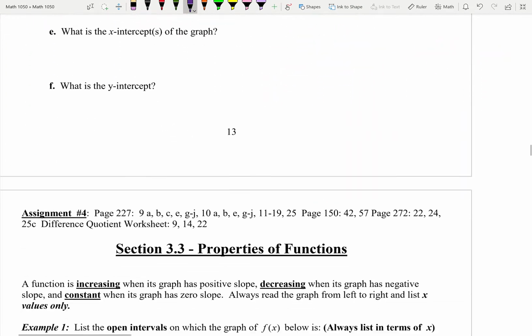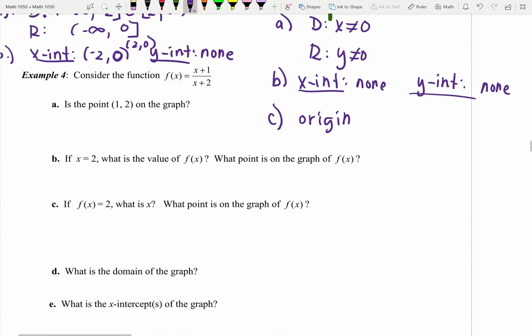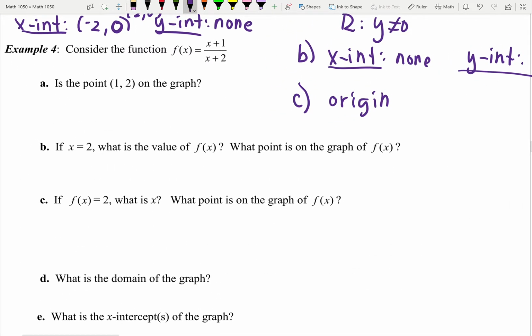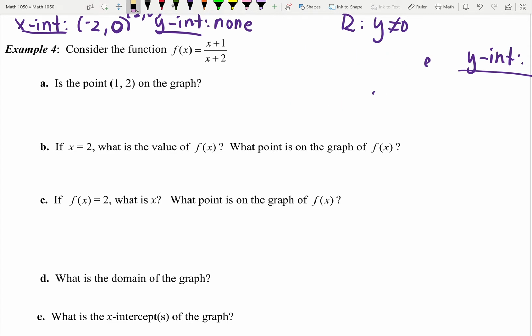Okay, question 4, and then we're done. Consider the function. Is the point (1, 2) on the graph? Okay. Does anybody have any ideas on how we could do this? Any thoughts? Go ahead, honey. Would you take the ordered pair and put the 1 in for x and have it equal 2? Yeah, see if you get a 2. Good, honey. Let's do it.